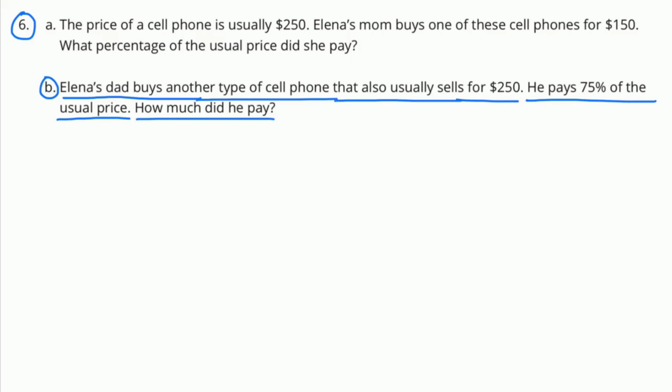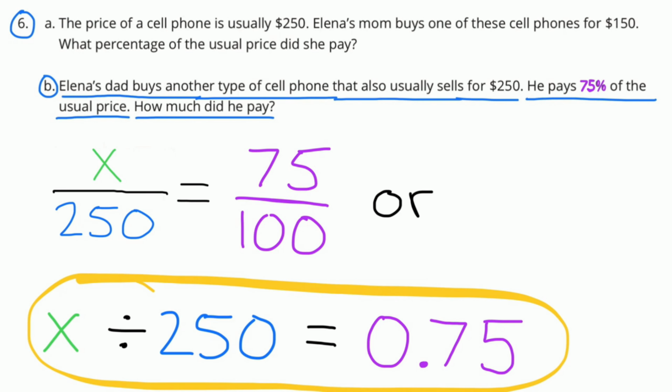B. Elena's dad buys another type of cell phone that also usually sells for $250. He pays 75% of the usual price. How much did he pay? The unknown price that he paid divided by 250 would equal 75%. So x divided by 250 equals 75 hundredths.